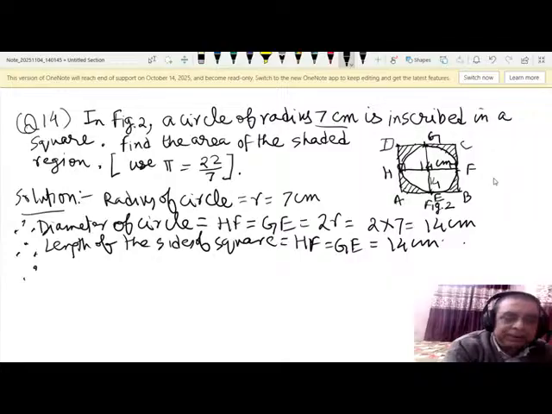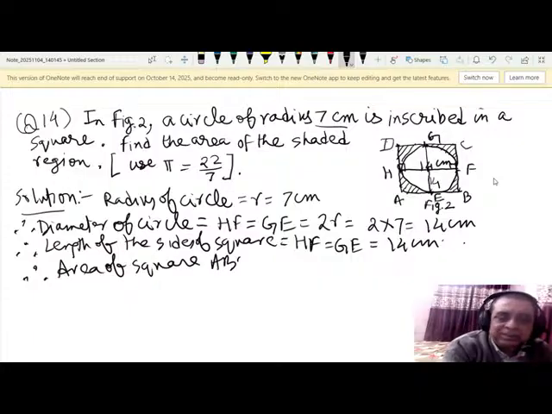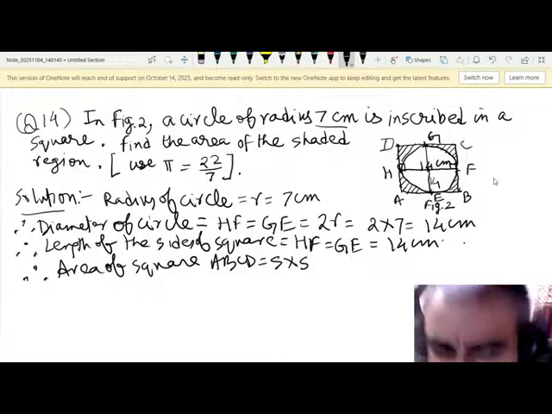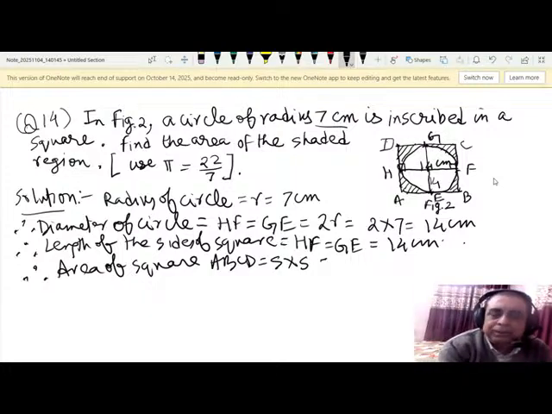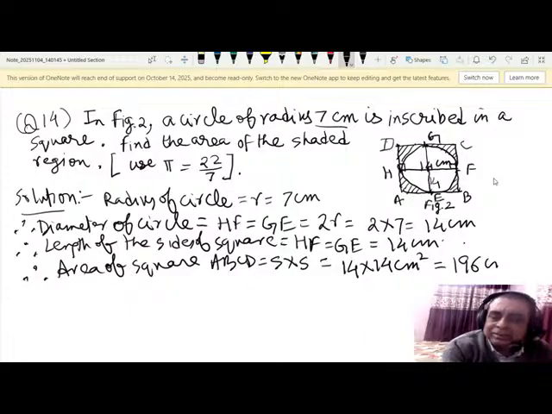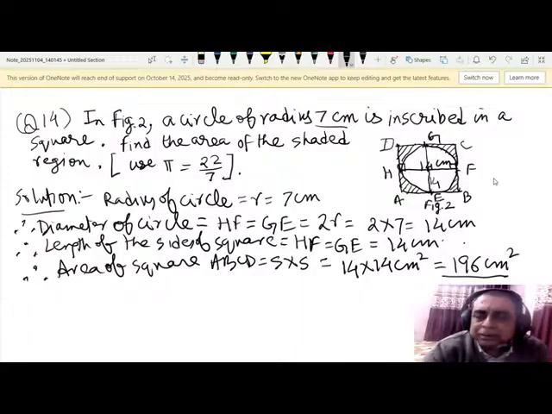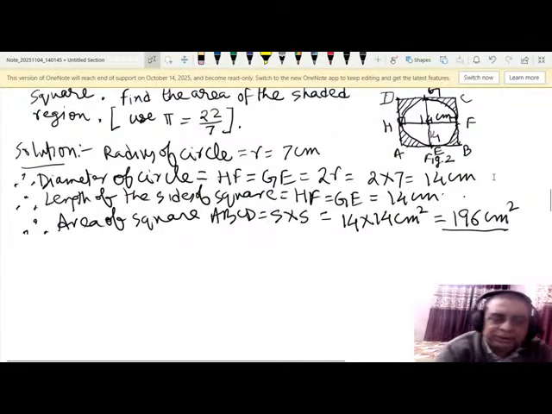So what is the area of the square? Area of square ABCD. We know the formula for the area of a square is side times side. Here the side is 14. So 14 times 14 centimeter squared, which is equal to 196 centimeter squared.